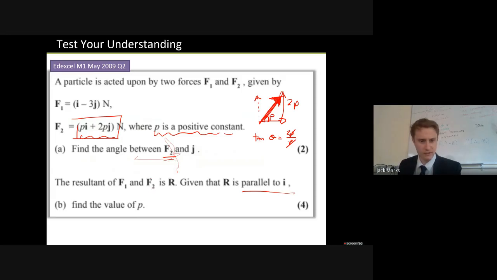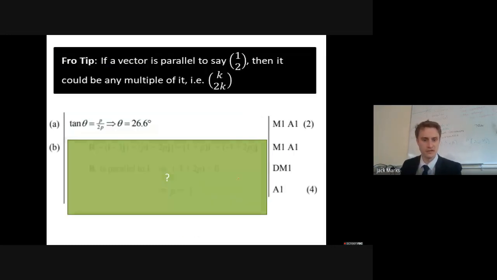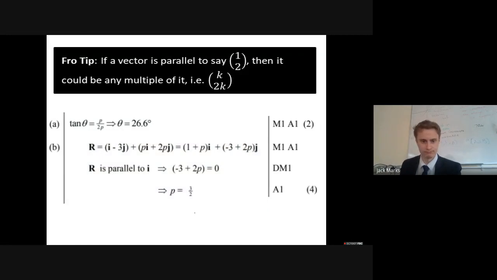The resultant of F1 and F2 is R. Given that R is parallel, so resultant means add them together. So that's a 1 minus 3. So I'm going to say add the I's, you will get 1 plus P. Add the J's, you will get minus 3 plus 2P, or 2P minus 3 if you prefer. So this is R. That's the resultant. It's parallel to I. What did we say about that last time? It means that the J part must be equal to 0. Solve from there. 3/2.